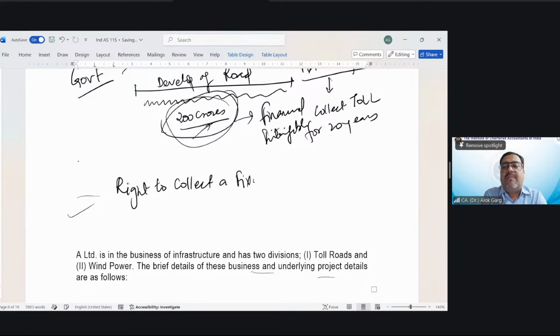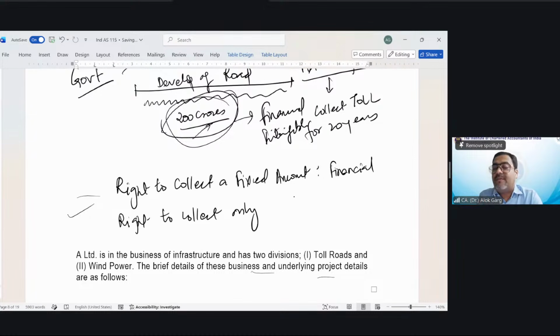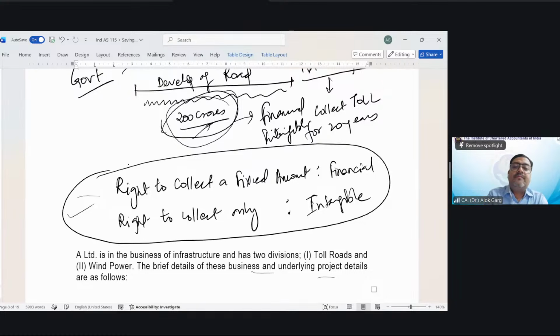I just realized while reading this question: when you have a right to collect a fixed amount, it will be a financial asset. When there is a right to collect only, with no fixed amount, then it will be an intangible asset. So in my example, the government has a fixed amount of 1 lakh rupees. So that will be a financial asset model.